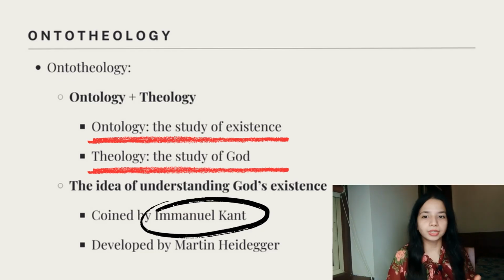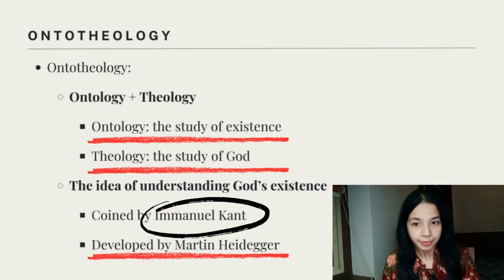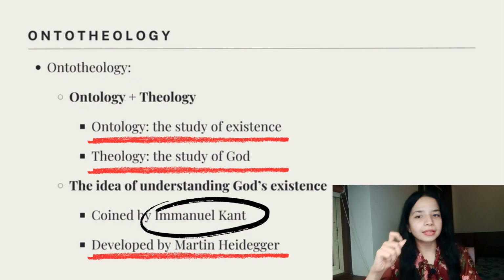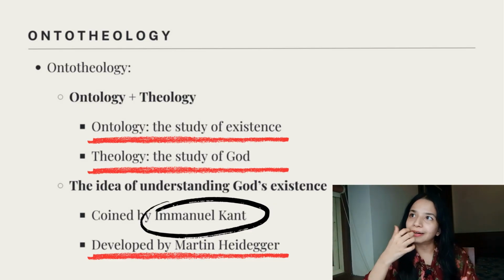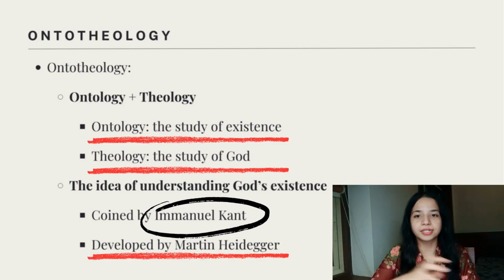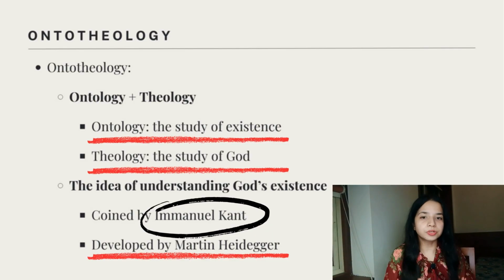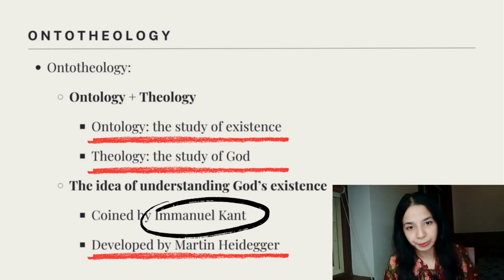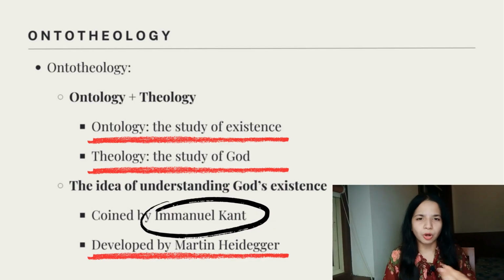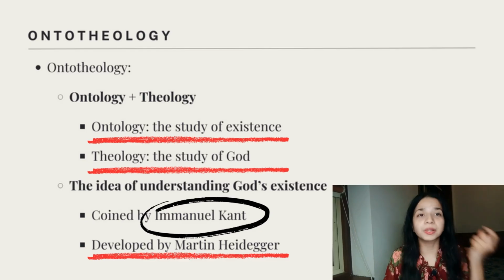It depends on the kind of experiences that you have. But expanding on this idea, you have Martin Heidegger. Martin Heidegger said that when you talk about Western philosophy, God is not just a religious figure, but God is also this metaphysical principle, right? God is like this explanation behind why we exist.